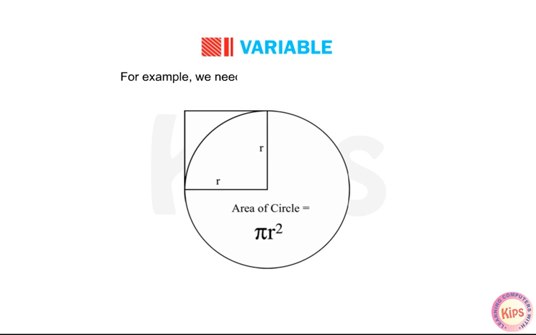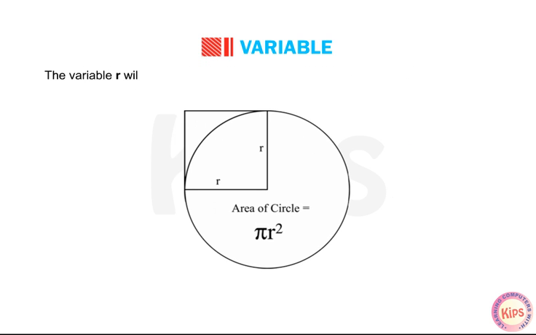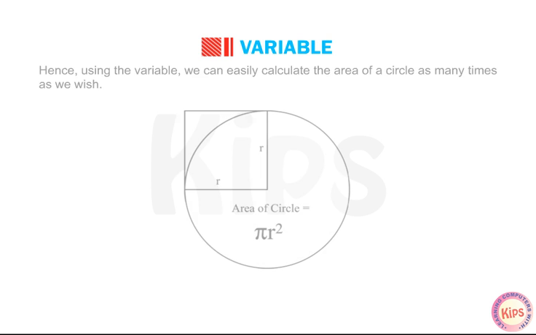For example, we need to calculate the area of a circle. A equals pi r squared is the area of a circle. During the course of execution, we can find the area of a circle by entering the value of radius. The variable r will store the previous value of radius until we assign it a new value. Hence, using the variable, we can easily calculate the area of a circle as many times as we wish.